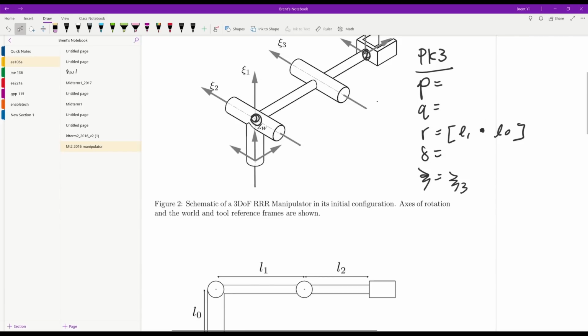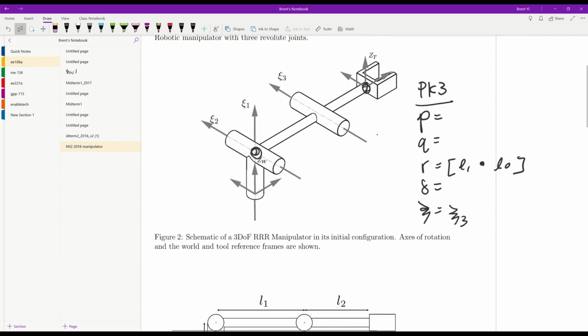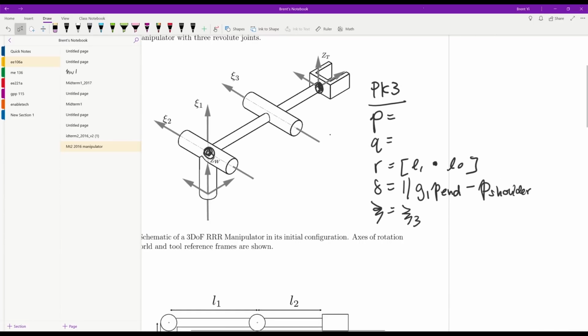Delta here, we want the desired distance between the end effector and the shoulder. And we can compute that by just taking the desired end effector position, G1 P end, subtracting the ultimate shoulder position, which never changes, so P shoulder, and just taking that distance. Right. So each of these terms are known.